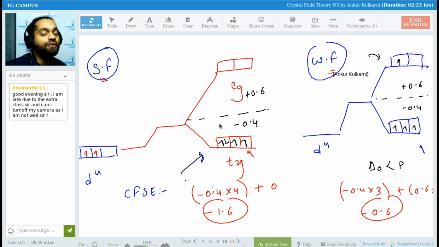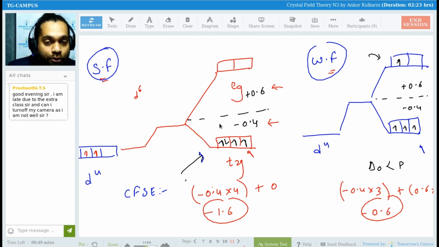So 6 electrons you have to fill in these orbitals, D6. You try it with this method. I have kept this page open for Anthony. Then you have to calculate the CFSE. Anthony, I'm explaining once again just to you. Please do not leave the session. The value of the below orbital is minus 0.4. The value of the above orbital is plus 0.6. So you have 4 electrons over here, so 4 into minus 0.4. No electron over here, so plus 0. So total value you have got this.